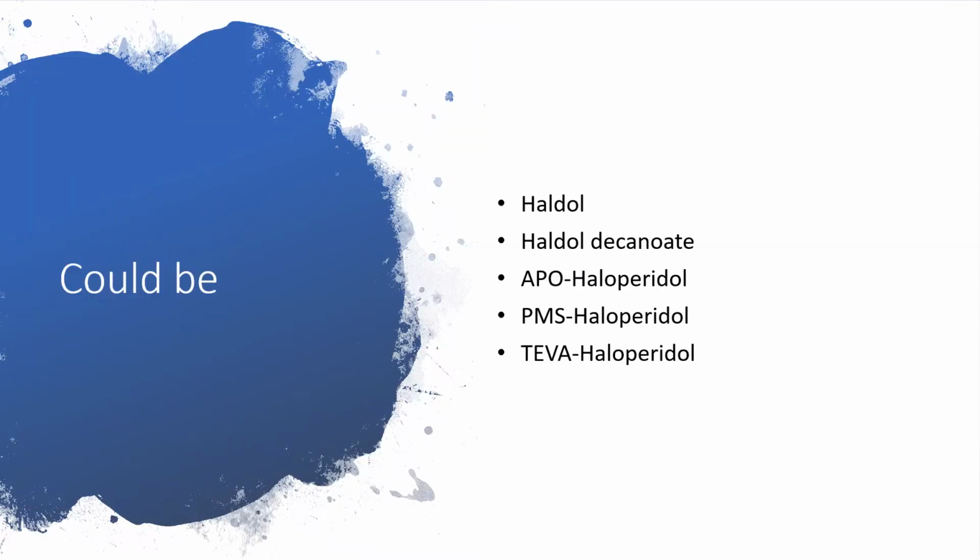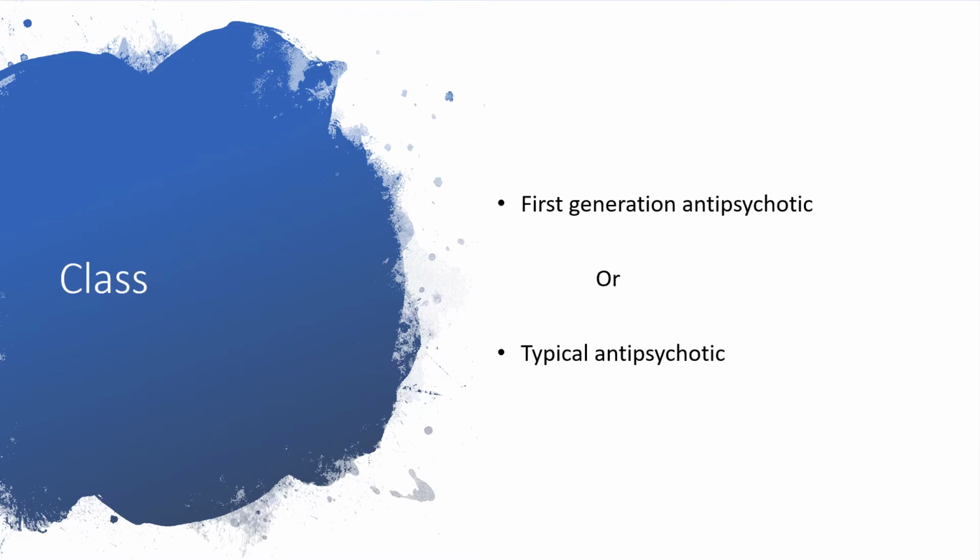Haloperidol could be under different brand names like Haldol, Haldol decanoate, Apo-haloperidol, PMS haloperidol, or Teva haloperidol. Haldol belongs to the class of medications known as first-generation antipsychotic, or also known as typical antipsychotic. The reason is that we have second-generation antipsychotics like olanzapine, risperidone, and so on, and they are known as atypical antipsychotics.